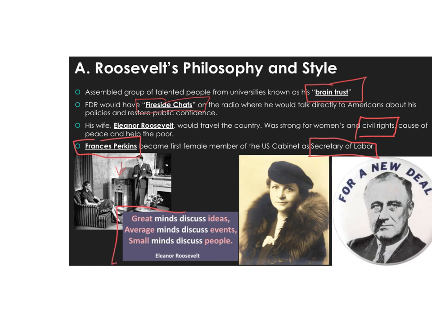Oh, you should always read this quote. If you know, you know. If you don't, you wouldn't understand Roosevelt anyways.